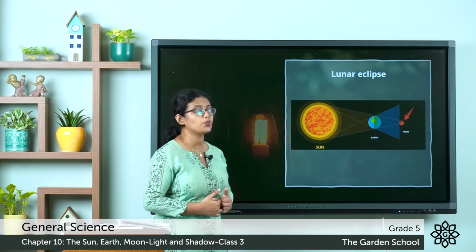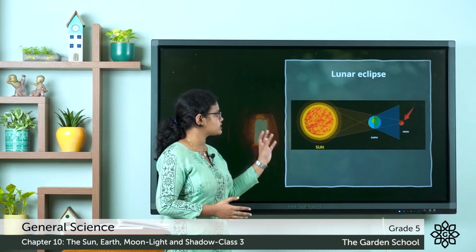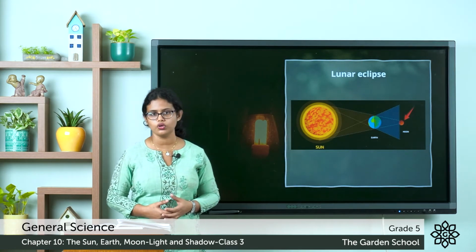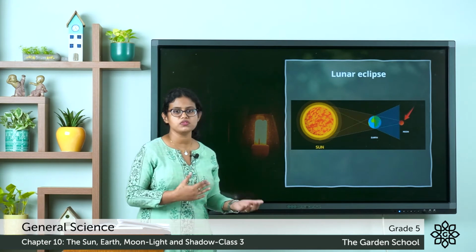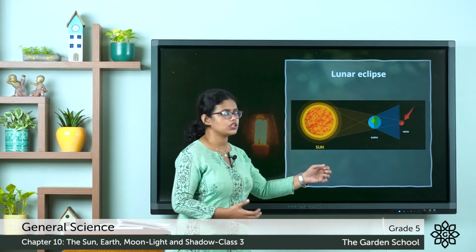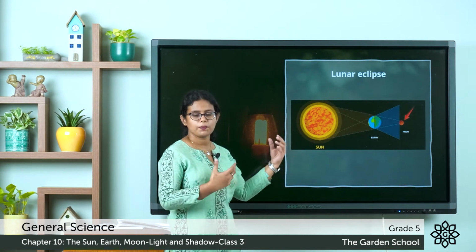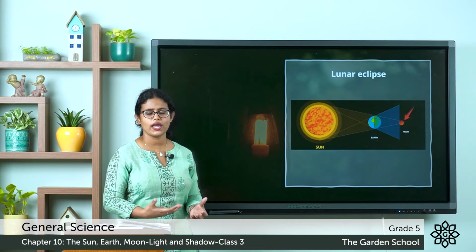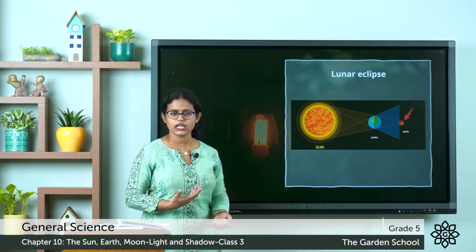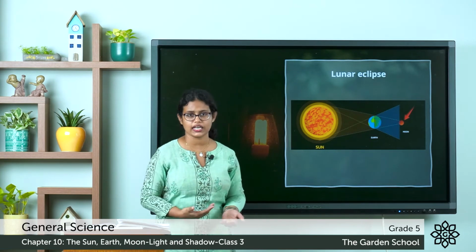Let me explain with this picture. Here you can see the earth is in between sun and moon. On full moon night, the earth comes in between the sun and the moon. The earth blocks the path of light from reaching the moon. When the moon gets eclipsed or covered, we call it lunar eclipse.